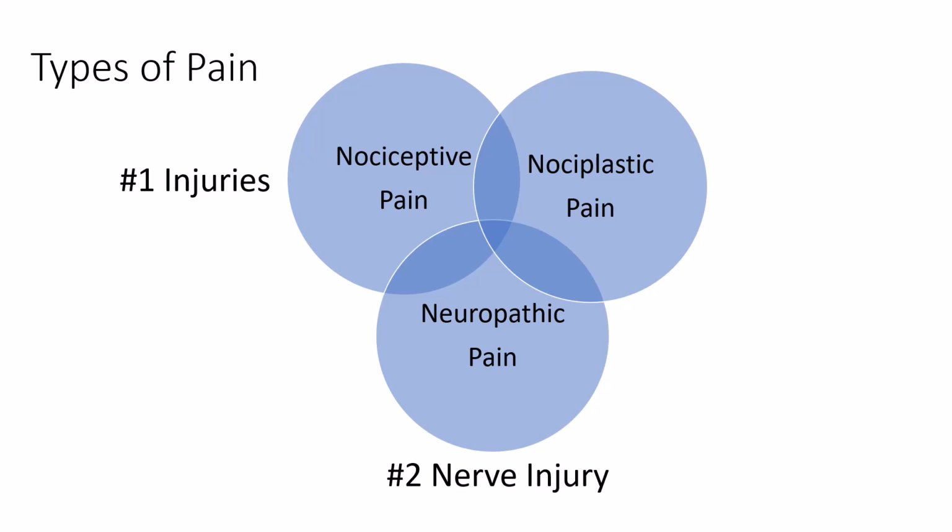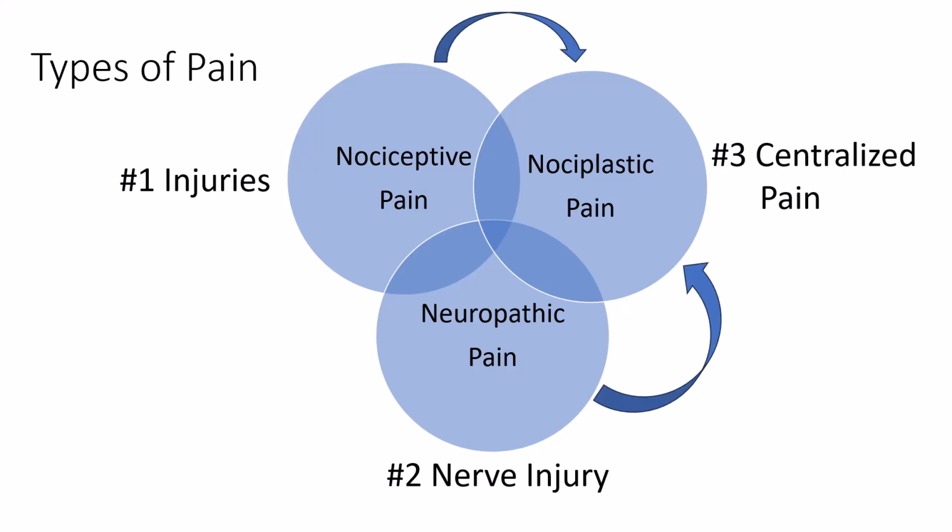Let's review the different types of pain. First, there is pain that we get from an injury. That's number one. Then there is pain that comes from damage to nerves. That's number two. And finally, there is what is called nociplastic pain, or more commonly, you'll hear centralized pain or centralized pain syndrome.